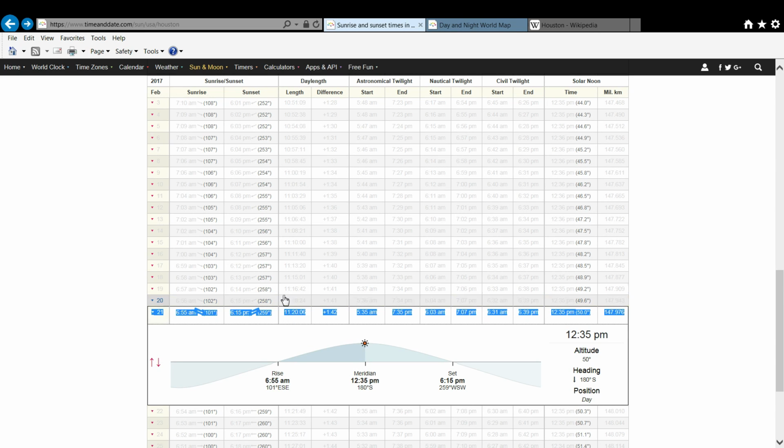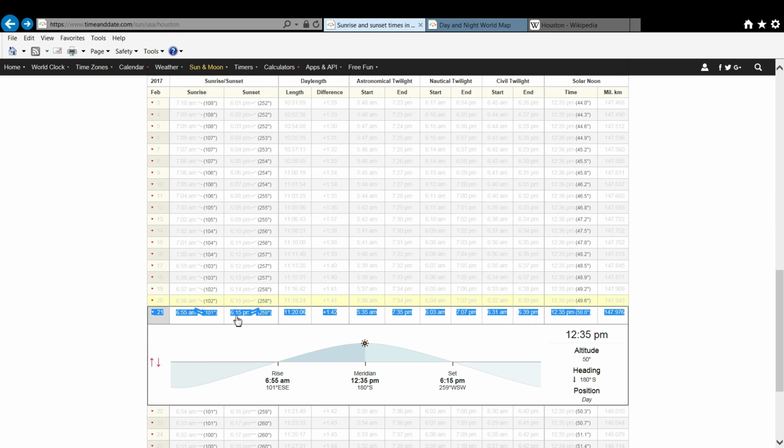Sunrise is 6:55 a.m. Sunset is at 6:15 p.m. And solar noon, that's the azimuth, the highest point that the sun will be in the sky, due south, is at 12:35 p.m. So if you subtract 5 hours and 40 minutes, which is half the day length of 11 hours and 20 minutes, from 12:35 p.m., you will get sunrise, 6:55 a.m. If you add 5 hours and 40 minutes to 12:35 p.m., you will get the sunset of 6:15 p.m.